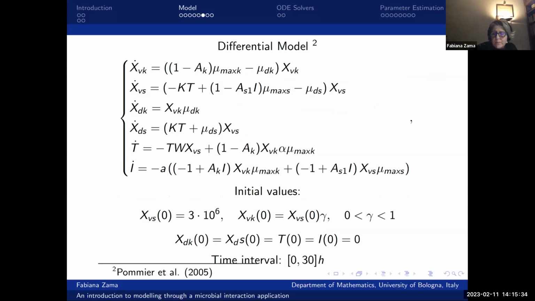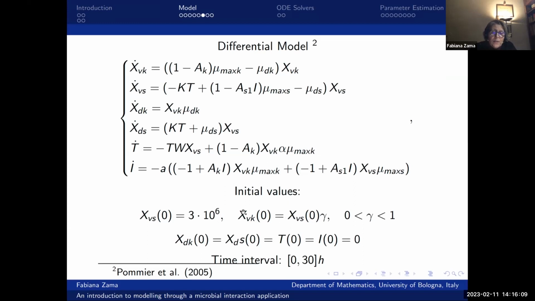So now we obtain our differential model. We collapse everything together and we have this set of 6 equations. The initial values are defined in terms of the global population of viable sensitive cells, and here you see there are 3 million of viable sensitive cells. This is a standard number used in the papers.